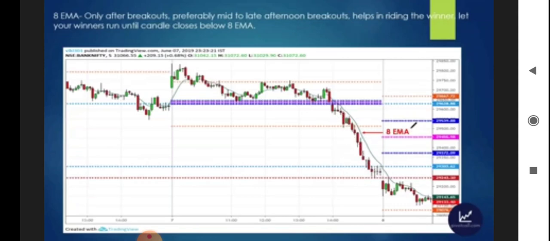That is where 8 EMA can help you. So 8 EMA can help you many times. Whenever a breakout happens, what you can do? You can plot 8 EMA.